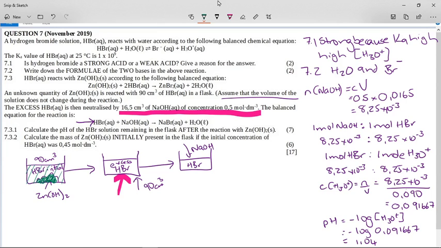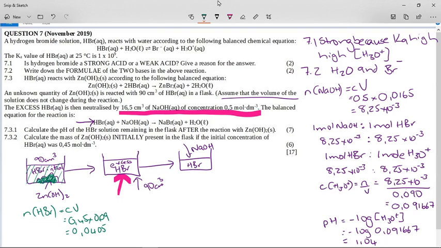So the first thing you have to do always is find the moles. So the number of moles of hydrogen bromide that were put in that flask initially will be the concentration times the volume. So the concentration was 0,45 and the volume was 90 cubic centimeters, which you must convert to cubic decimeters, and you will end up with 0,0405 moles of hydrogen bromide. Okay, so now why is this important? Because that's what we put in initially, okay?